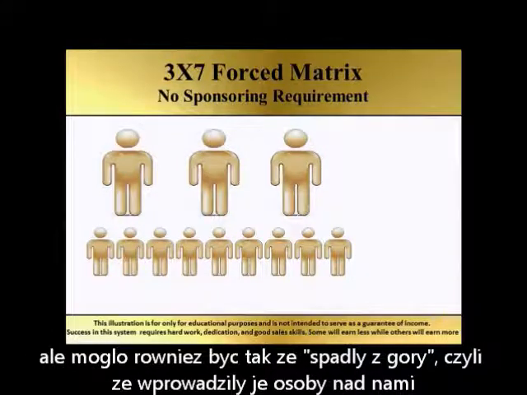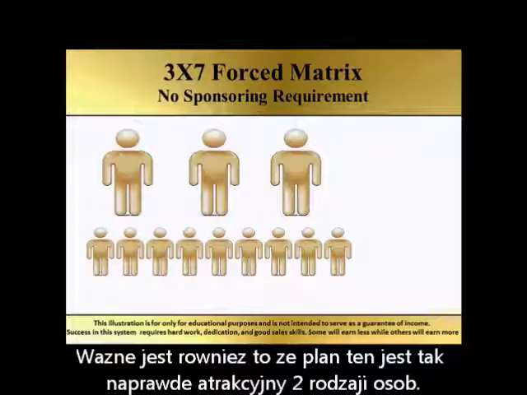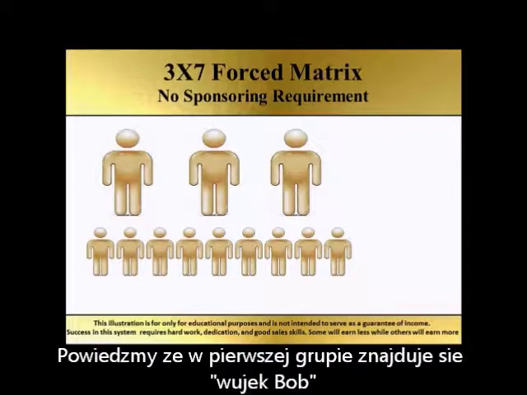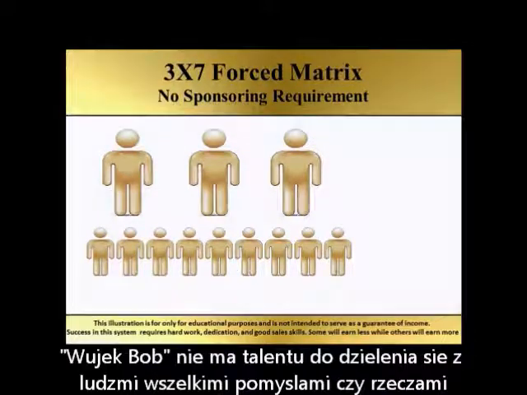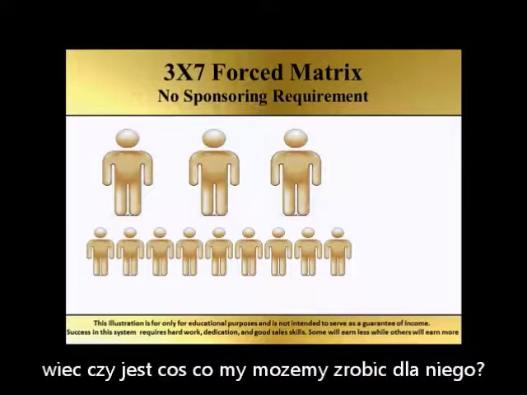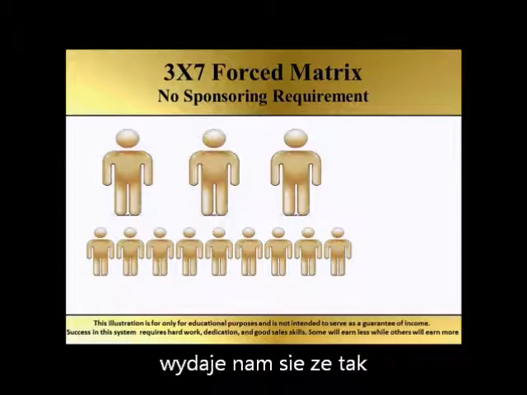One of the powerful things about this compensation model is that it's genuinely attractive to 2 kinds of people, one of which is called Uncle Bob. I like to talk about Uncle Bob the plumber. Uncle Bob the plumber is not a very outgoing guy, and he's not very gifted with sharing things with people. Now, is there something that we can do for Uncle Bob that's going to help him? You know what? We think that there is.